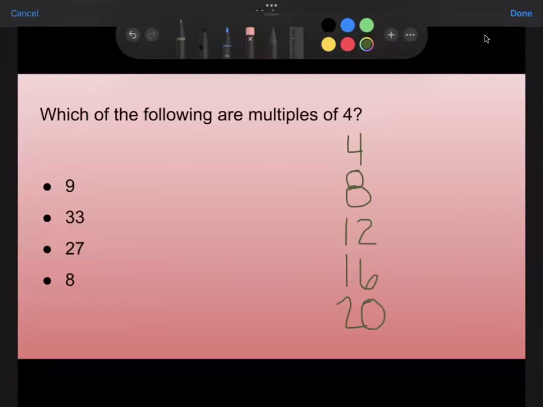So 9 is not on that list. So we're going to cross that off. 33 we haven't gotten to yet, so we're not sure yet. Same with 27, haven't gotten there yet. But 8 is definitely on the list.